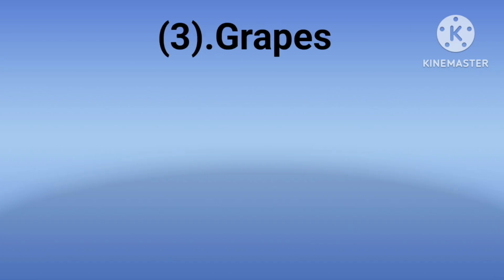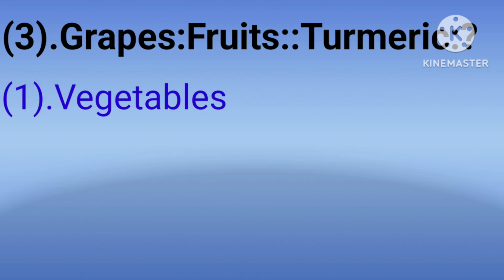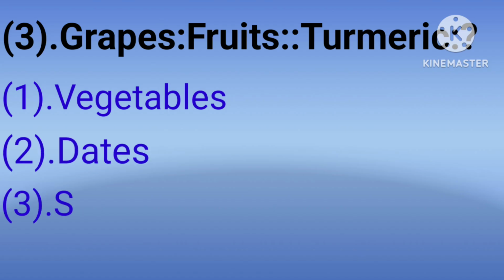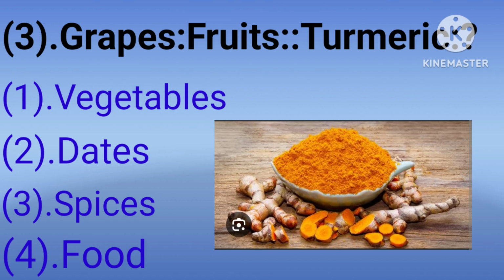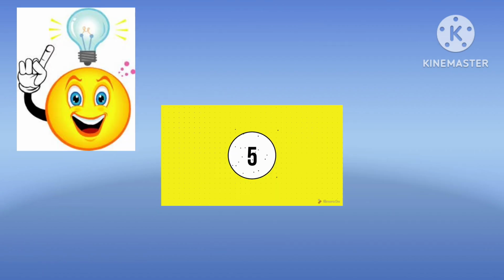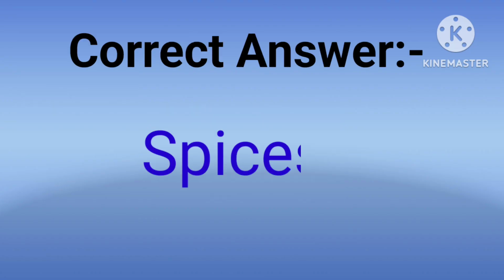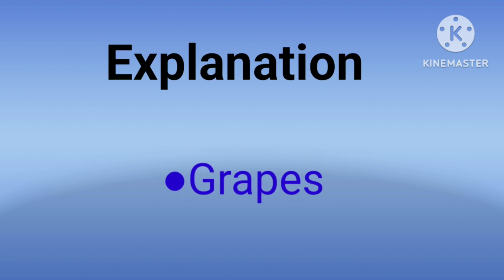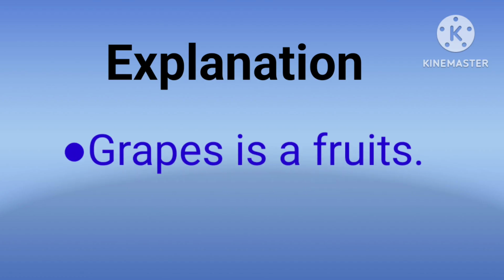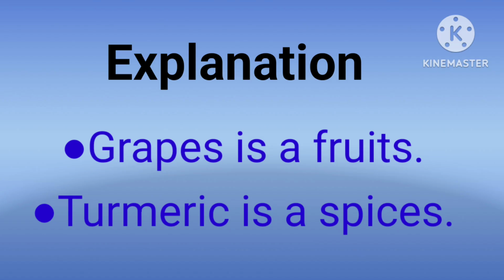My third question is: grapes is similar to fruits, so what is similar to turmeric? First, vegetables. Second, dates. Third, spices. Fourth, food. The correct answer is spices. Explanation: Grapes is a fruit, whereas turmeric is a spice.